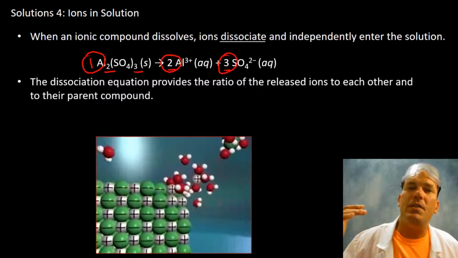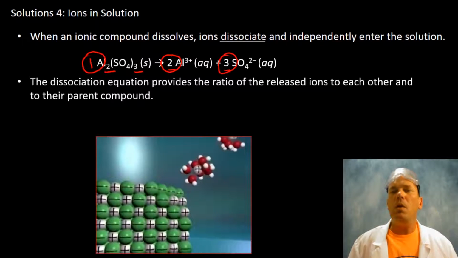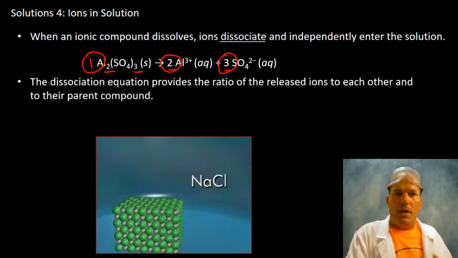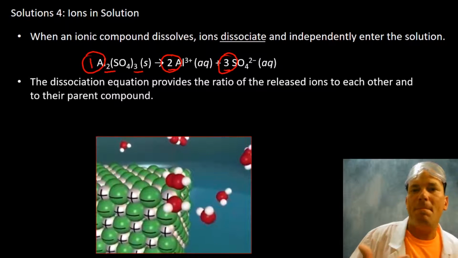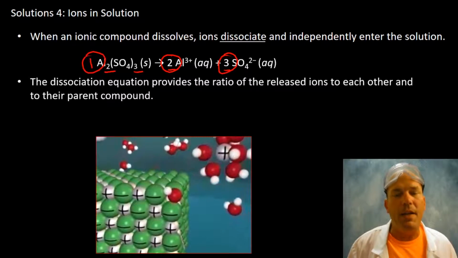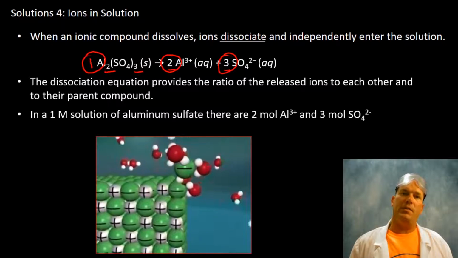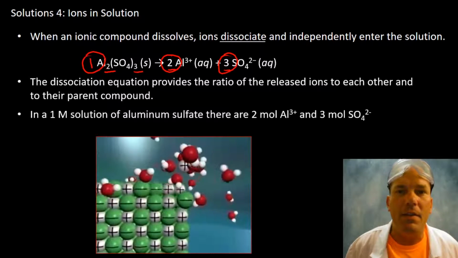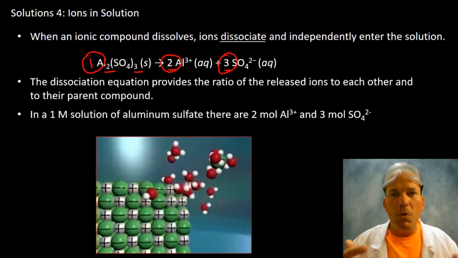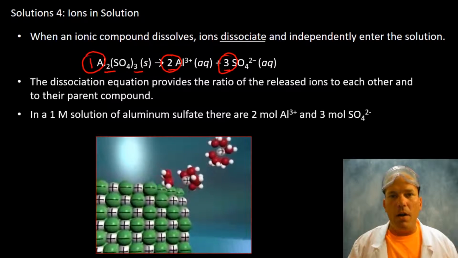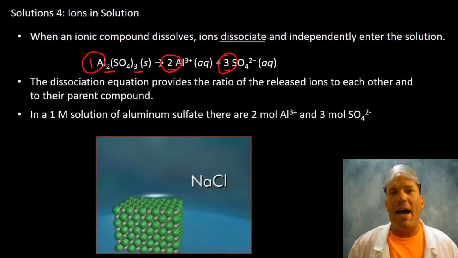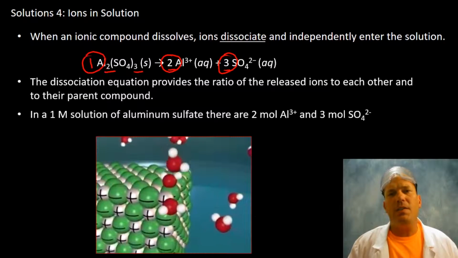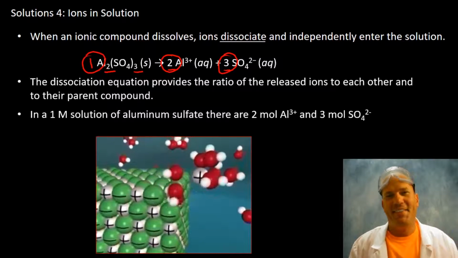So these equations provide a mole ratio of the released ions to one another and to what we'll call the parent compound. In this case, it's the aluminum sulfate. And we can find mole ratios from this. We can say that in a 1 molar solution of aluminum sulfate, 1 molar being 1 mole over 1 liter, there are 2 moles of aluminum ions and 3 moles of sulfate ions. And we can use this information to do stoichiometry.